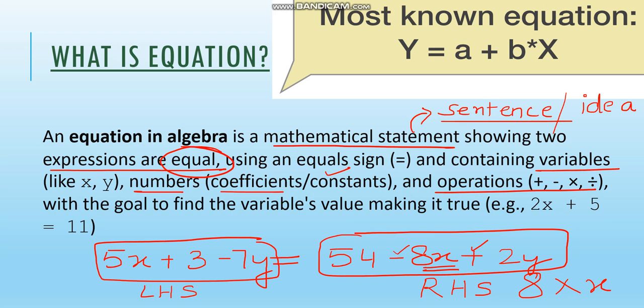I hope you understand that expression is partial information. Equation is complete information. The best way to figure out if it is an equation or not, you need to see this equal sign. If you have an equal to sign and there is a left hand side of this equal to and then there is a right hand side of this equal to, that means we are talking about an equation.